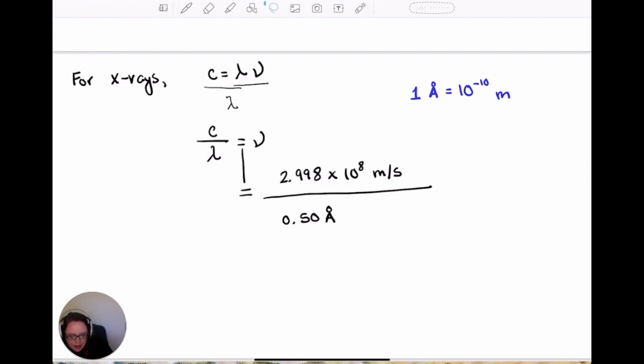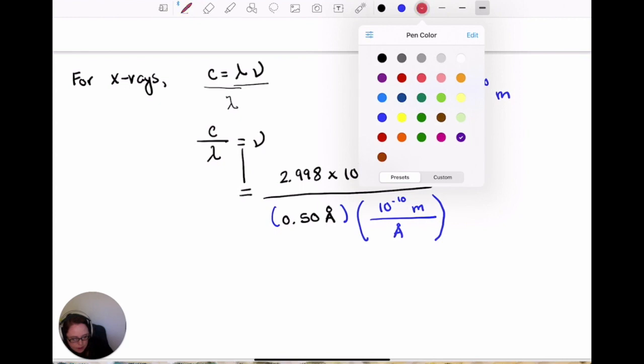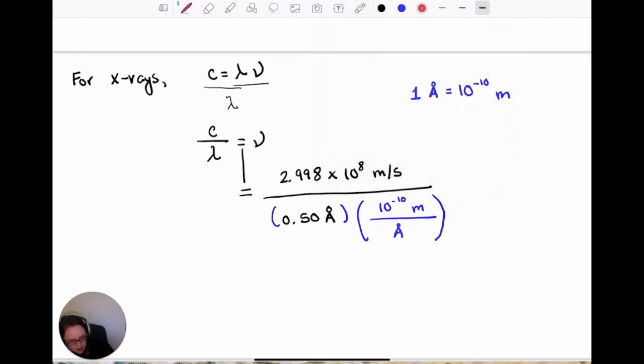Okay, so now I want to put my conversion factor into the denominator. So this is going to get kind of long. Okay. We have 10 to the minus 10 meters per angstrom. And now I want to check how my units cancel. I have, in my denominator, angstroms divided by angstroms. So that will cancel. And then I have meters in my numerator, and that will cancel with the meters in my denominator. So then I'll be left with the per second.